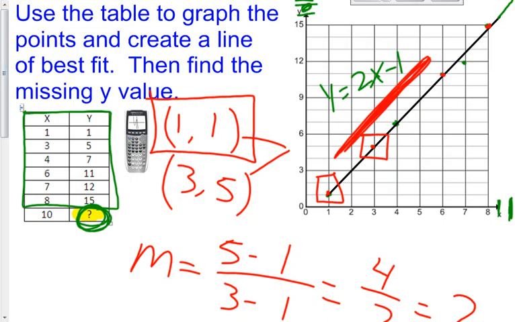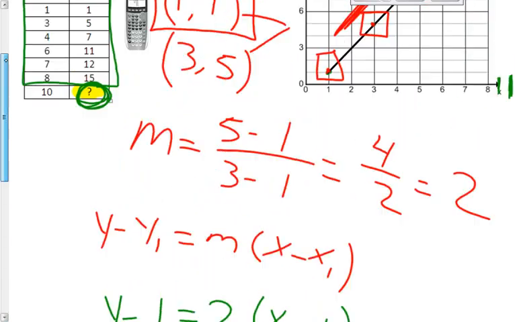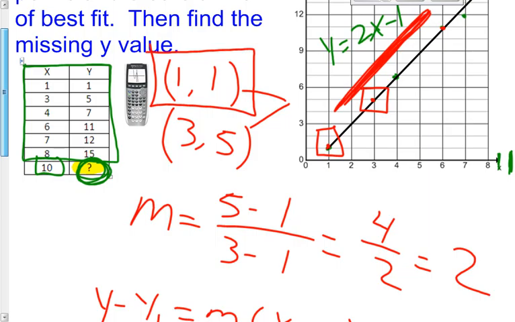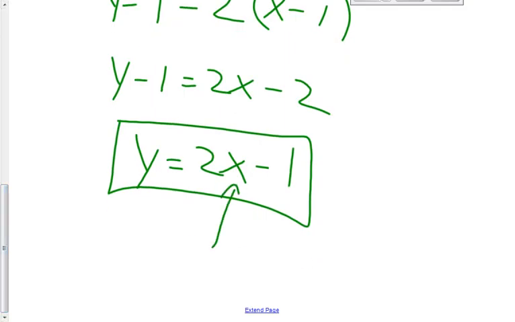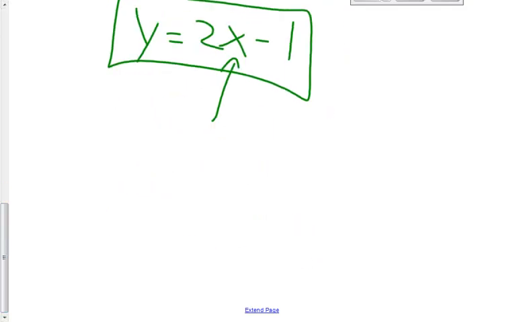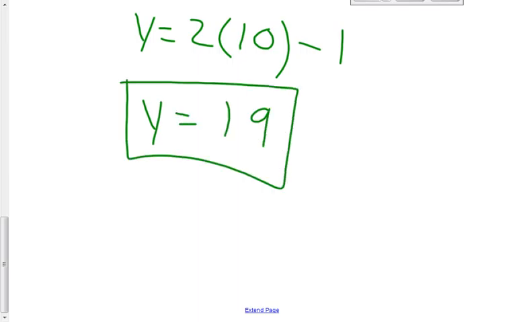We can do that simply by substituting. If I want to know what my y is when x is 10, I'm going to substitute 10 in for my x coordinate, and then we're going to find out what y is. So y equals 2 times x, which I said x was 10. 2 times 10 minus 1. 2 times 10 is 20, and 20 minus 1 is 19. So my answer is y equals 19.